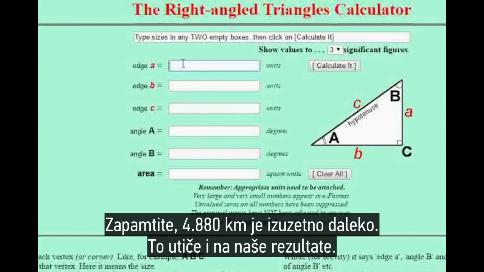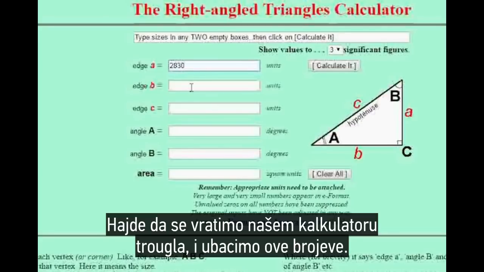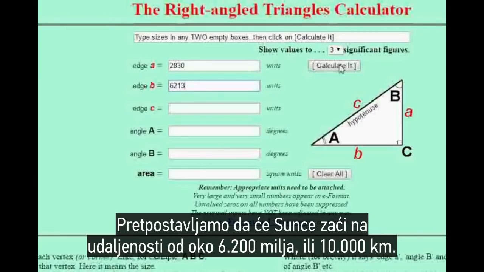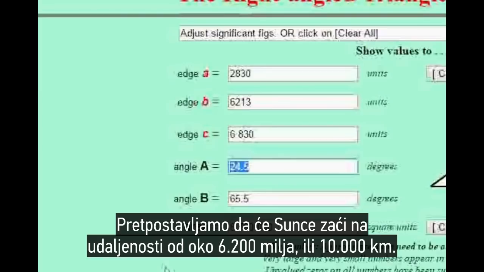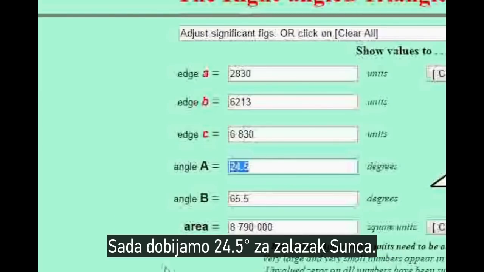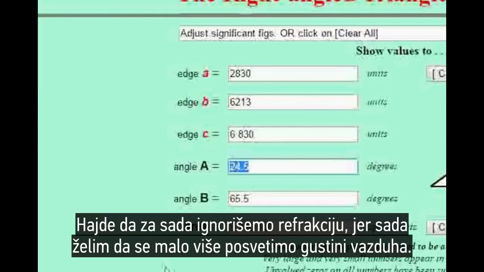Remember, 4,880 kilometers is extremely far. That affects our results too. So let's go back to our triangle calculator and plug in these numbers. We assume the sun will set at about 6,200 miles away, or 10,000 kilometers. Now we get 24.5 degrees for the sunset. For the time being, let's ignore refraction, because now I want to talk a little bit more about air density.